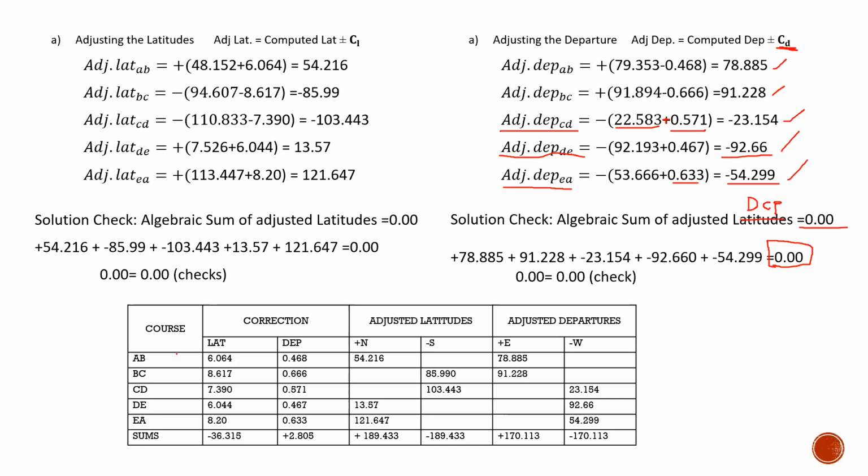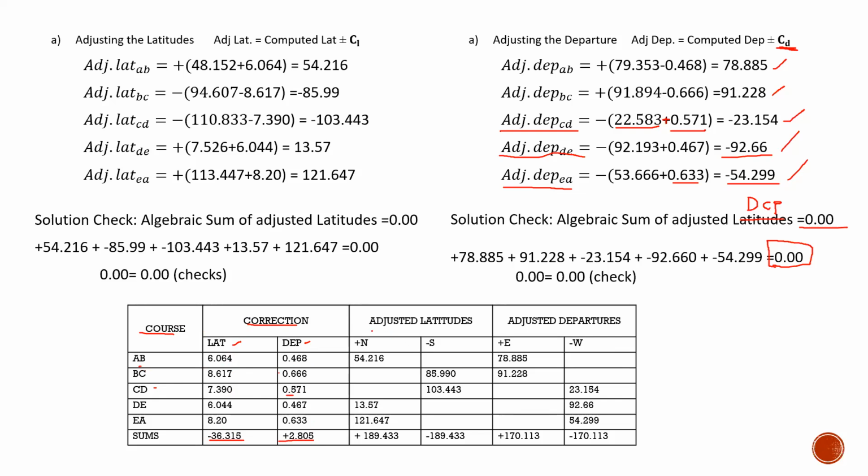So, course AB, lagay lang natin sa left side yung course. Yung correction natin, yung latitude natin. So, pag in-add natin, that is 36.315. And sa departure natin, ito yung mga correction sa AB na inano natin, tinake natin. So, yung summation sa departure is 2.805.